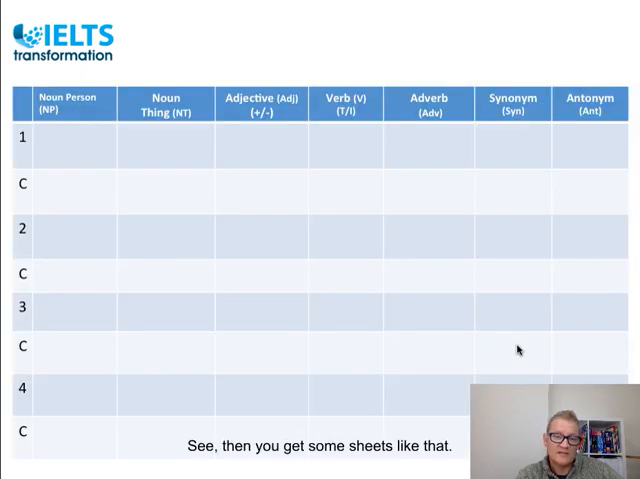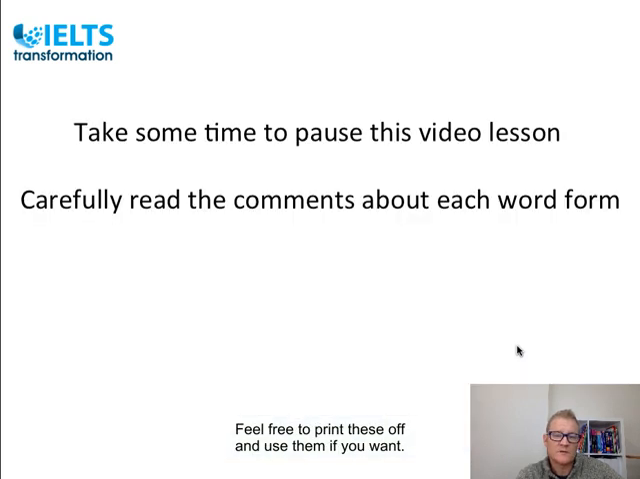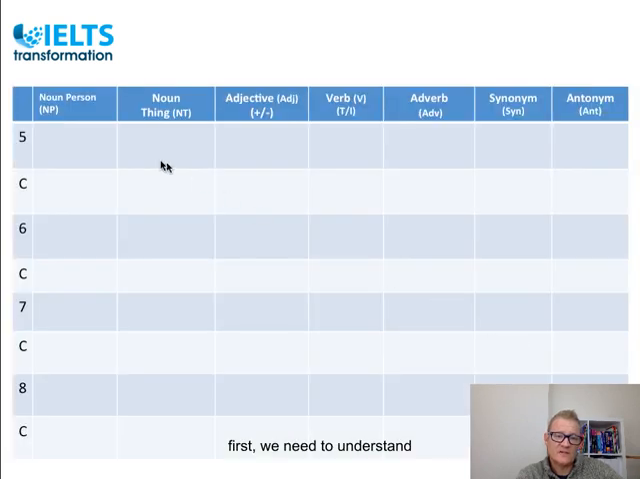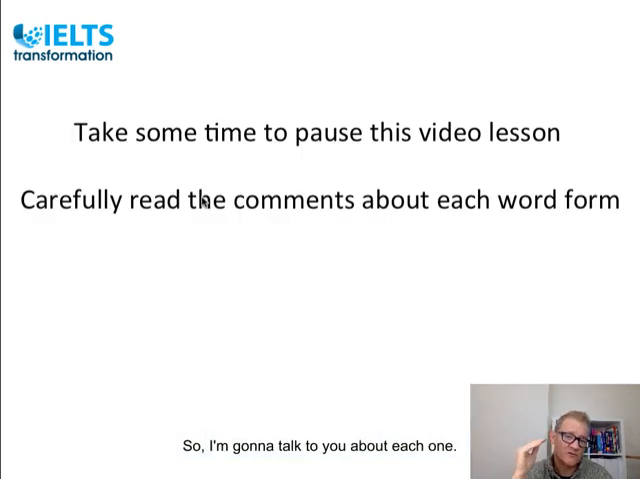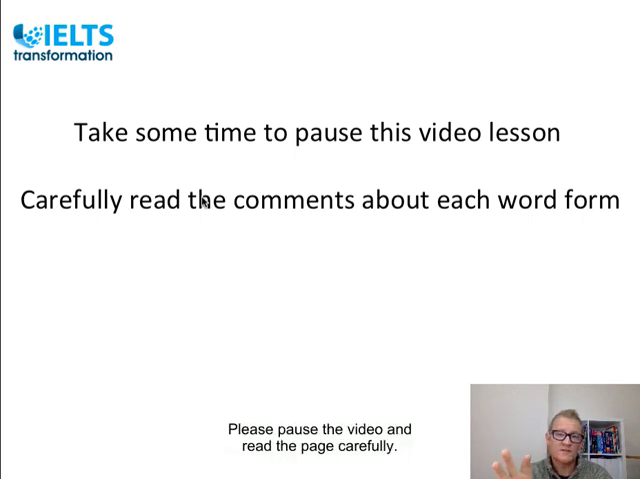So let's have a look. You're going to get some sheets like that. Feel free to print these off and use them if you want. But first, we need to understand what these are. What is a noun person? What is a noun thing? How do we use them? So that's what the next section's about. I'm going to talk to you about each one. Please pause the video and read the page carefully. This information and this knowledge is essential.